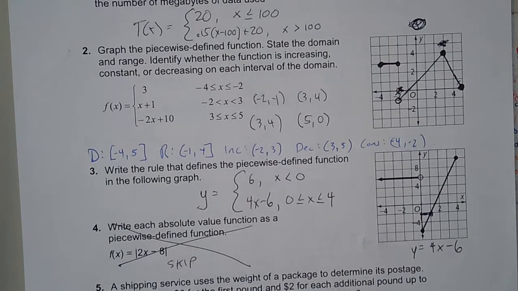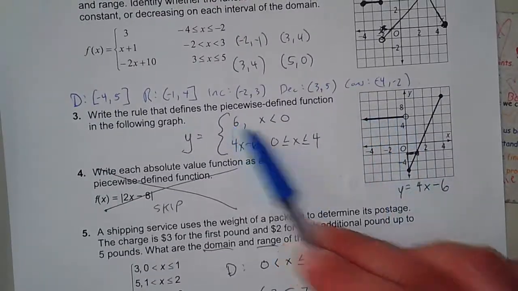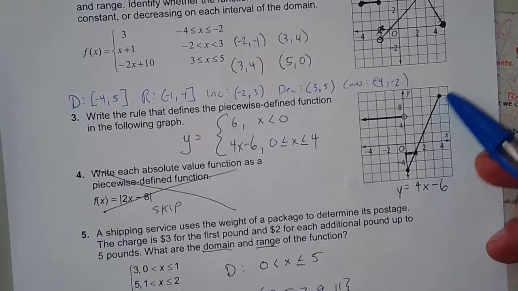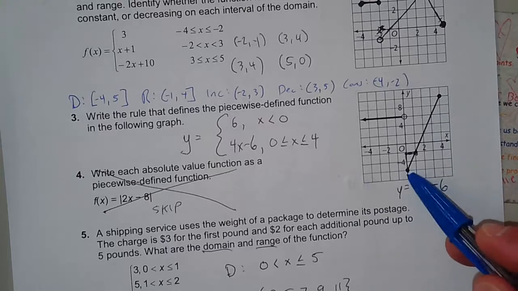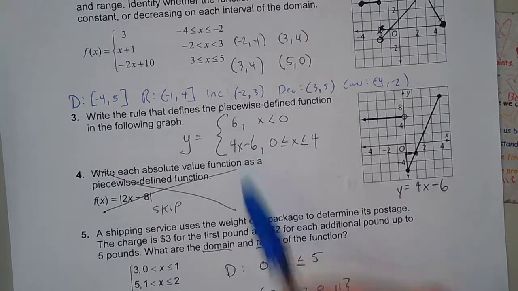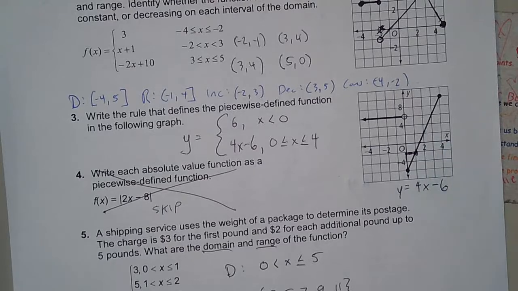Writing a rule is just the same thing in reverse. So you have a constant graph here at 6, and that's for any time your x is less than 0. This one, it's mx plus b. So I counted my slope was up 4, right 1. Y-intercept is at -6, so that's how I came up with my equation. I wrote it down, and then I just include its domain. This graph exists from 0 through 4.